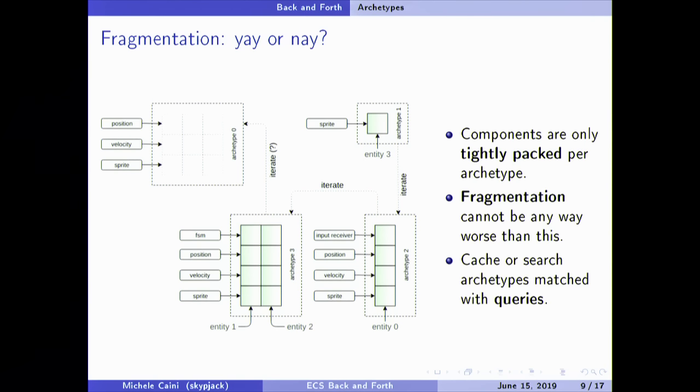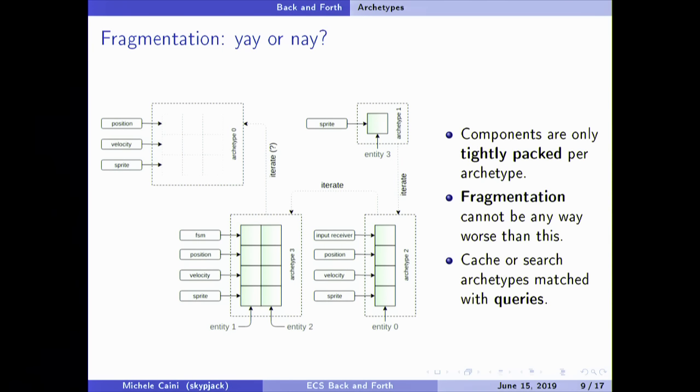Imagine you want to iterate all the entities that have only the sprite component. You have to find or cache, if you prefer, if you know how to do that, if you find a way that works, the archetypes that have the entities that have at least the sprite component. This is good. This is one of the best approaches ever, but it's not perfect.